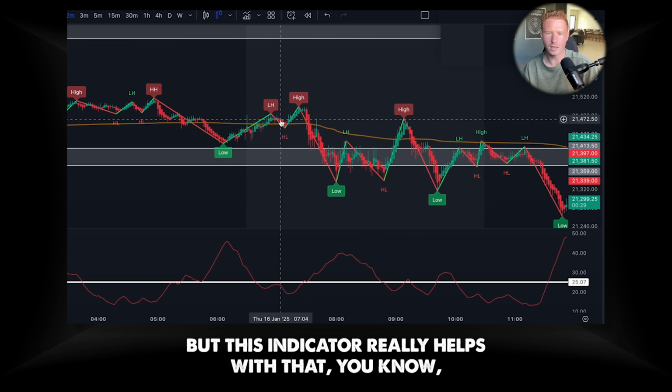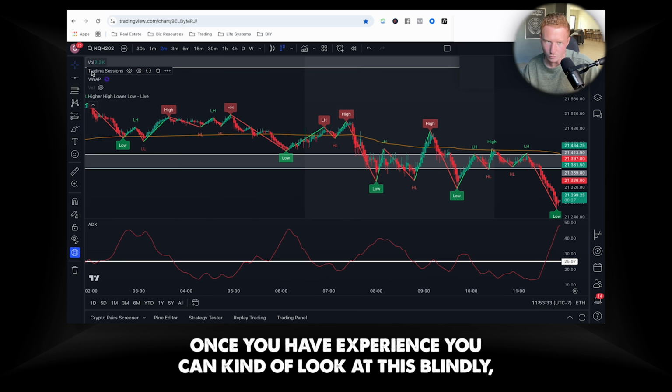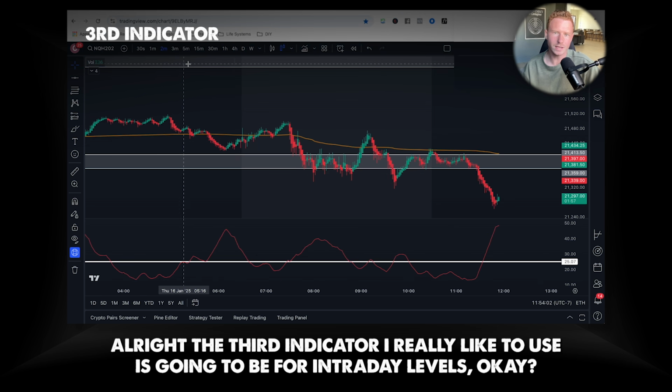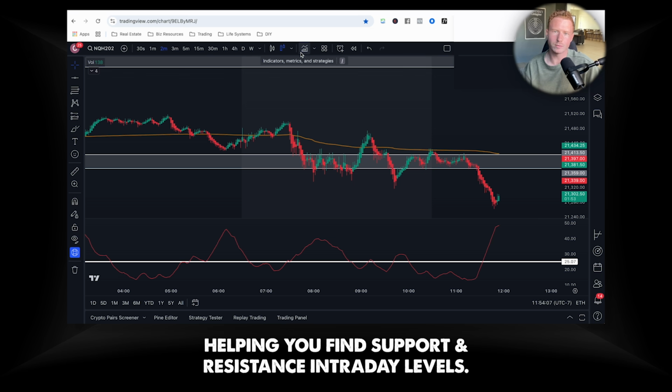But this indicator really helps with that. Once you have experience, you can kind of look at this blindly, but as a beginner, I think it's a helpful tool to help you read the market structure. All right, the third indicator I really like to use is going to be for intraday levels, okay? Helping you find support and resistance intraday levels.